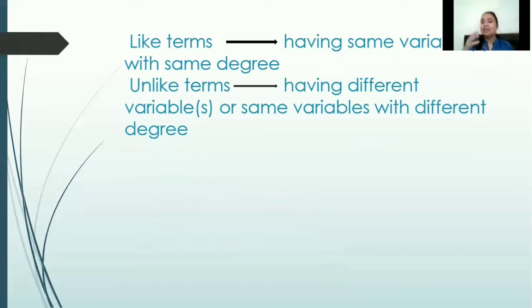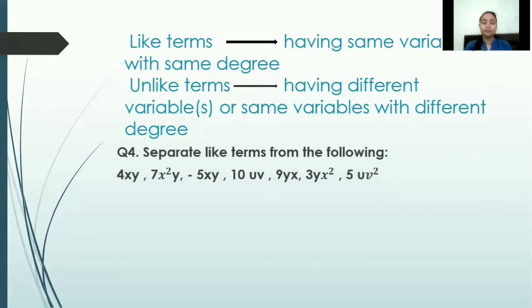And unlike terms are terms having different variables, for example one is 3x, another is 5y. So the variable is different. Also, sometimes the variable is the same but the degree differs. For example, one term is 3x and another term is 5x square. Then also these terms are unlike. Don't pay attention to the coefficient. For like terms and unlike terms, we will pay attention to the variable. Okay, let's see the examples here.